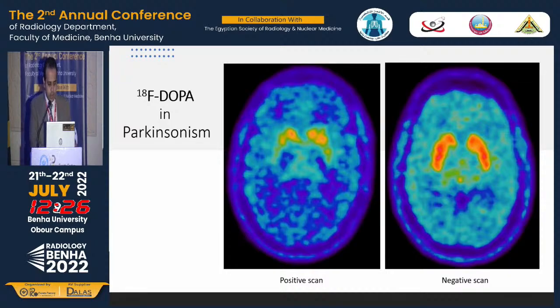Finally, in diagnosis of Parkinsonism, we use a different tracer, which is F-DOPA. We target normal dopamine synthesis. So in a negative scan, there is normal uptake in the caudate and the putamen, as we can see to the right side. And in a positive scan, there is decreased uptake in the caudate and the putamen, diagnosing Parkinson's disease.